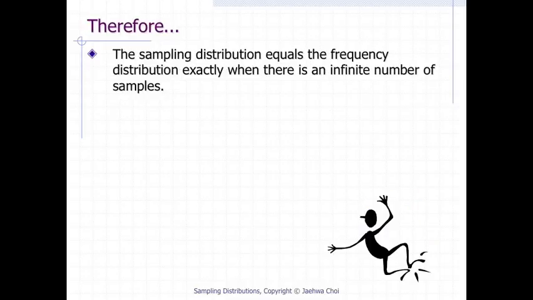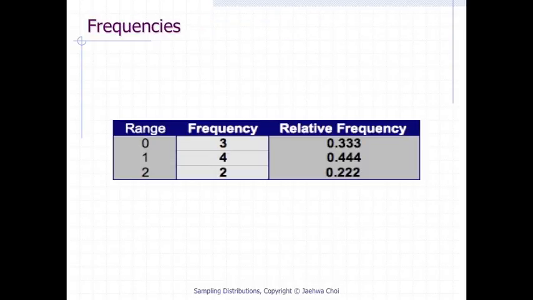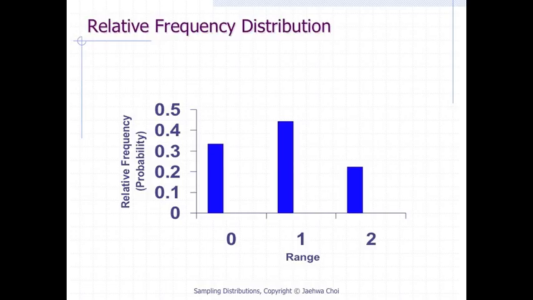To be strictly correct, the sampling distribution only equals the frequency distribution exactly when there is an infinite number of samples. It is important to keep in mind that every statistic, not just the mean, has a sampling distribution. This table shows all the possible outcomes for the range of 2 numbers. This table lists the frequencies of each range. This graph illustrates the sampling distribution of the range for this discrete distribution.